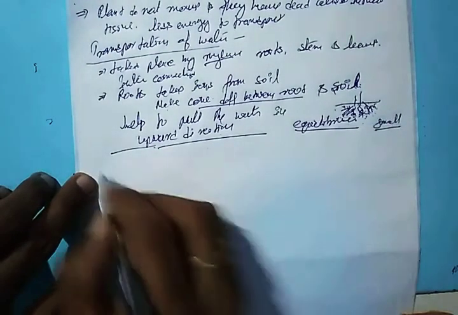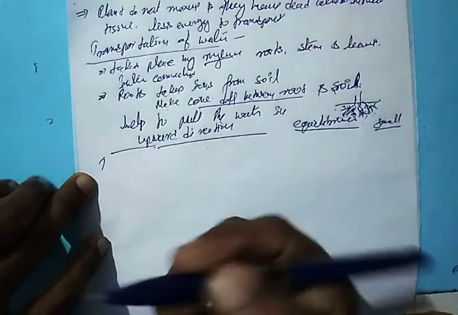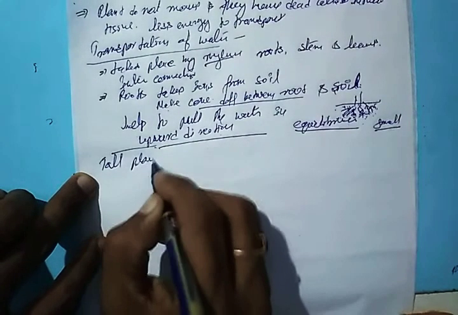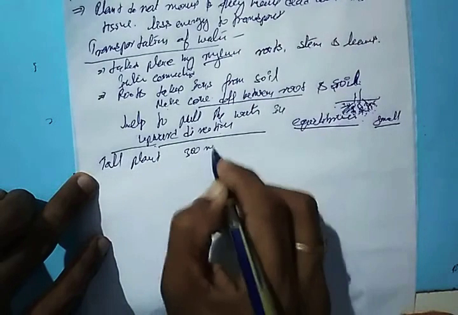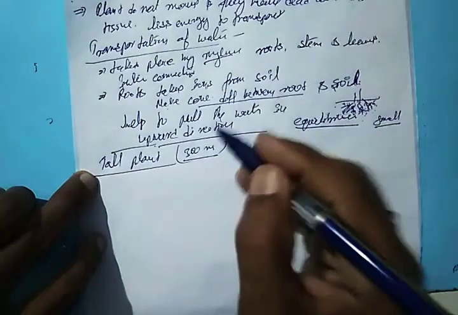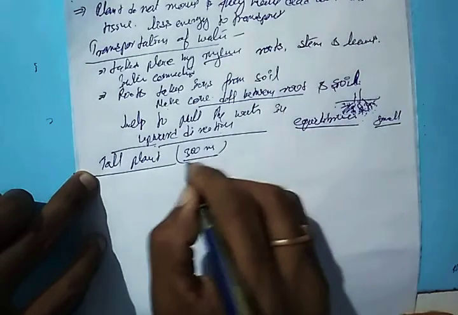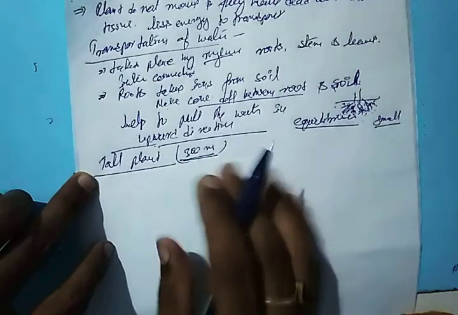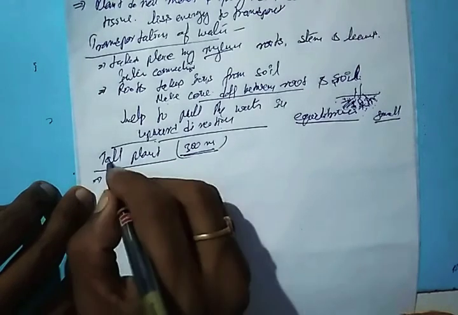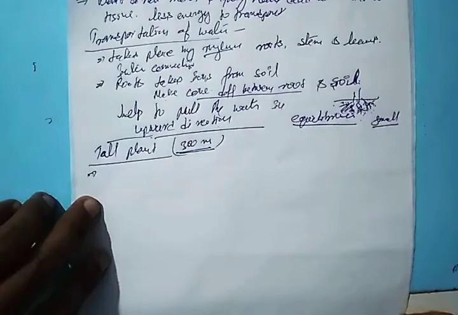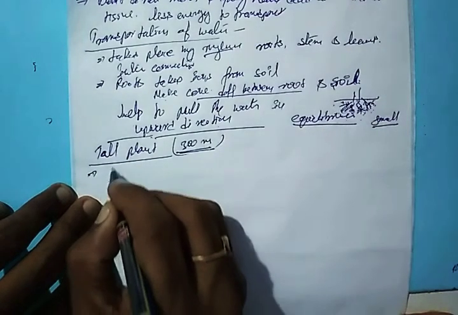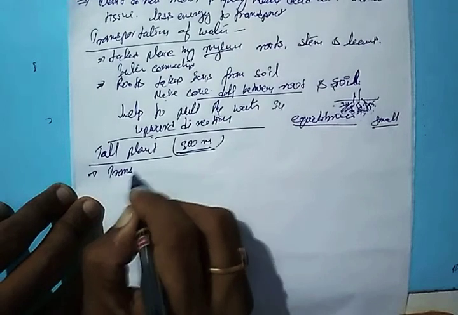What happens in tall plants? How does the water transport in a tall plant? Some tall plants are about 300 meters. That is a big question: how does the water move in an upward direction over about 300 meters of length? In tall plants, before we study this, we have to know what transpiration is.